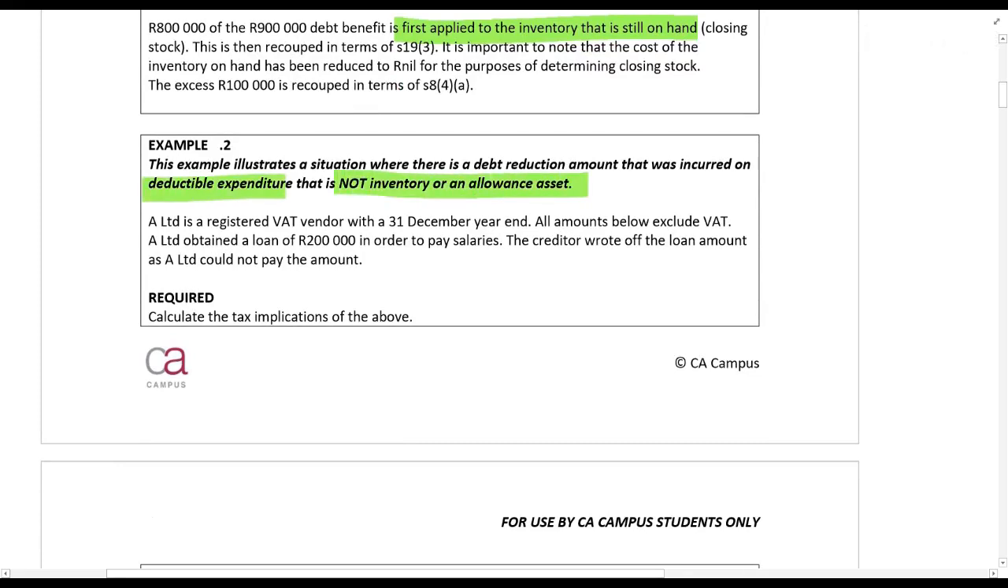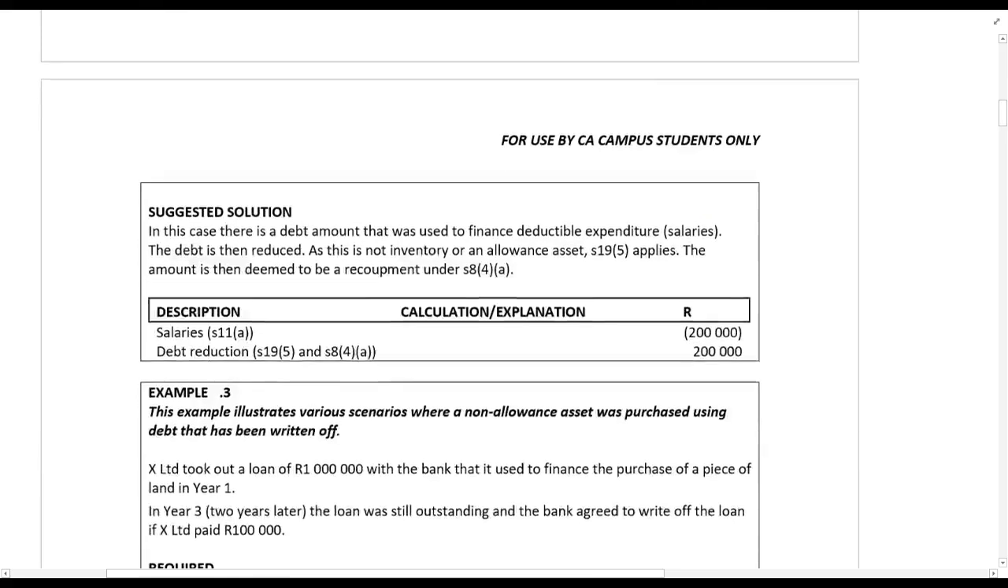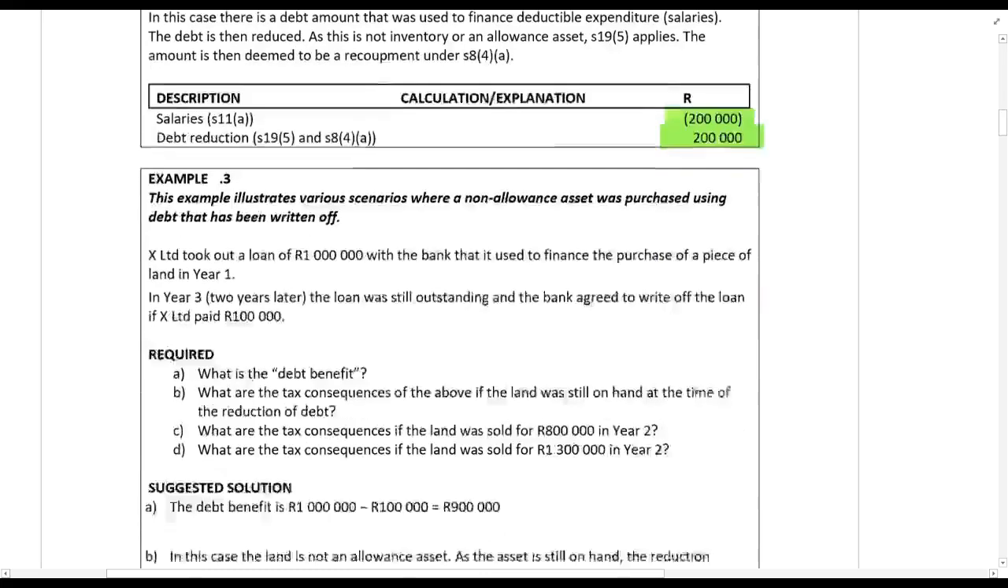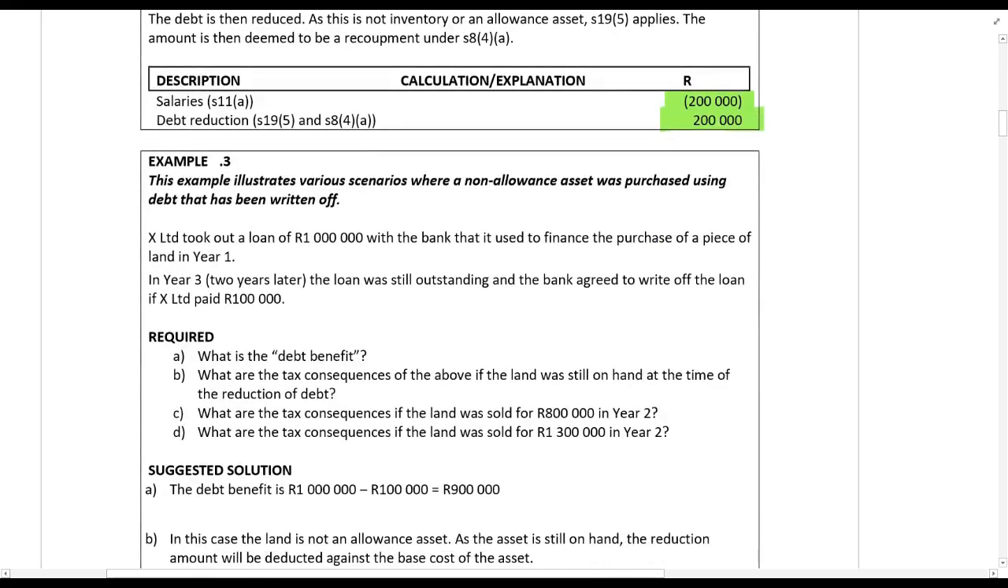A Limited is a registered vendor. All amounts below exclude VAT. They obtained a loan of 200,000 to pay salaries, and the creditor wrote off the loan. Right, so 200,000 rands deduction, the full 200,000 is a recoupment. Example 3, you might have already seen this example when you look at paragraph 12a. This example illustrates a non-allowance asset, so there's no section 19 application here.